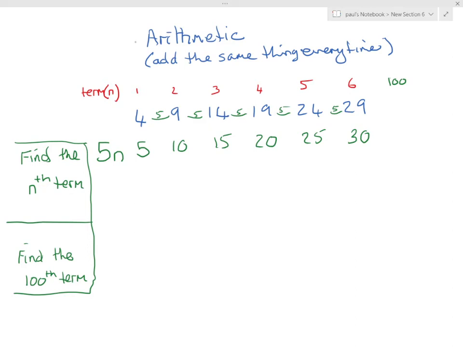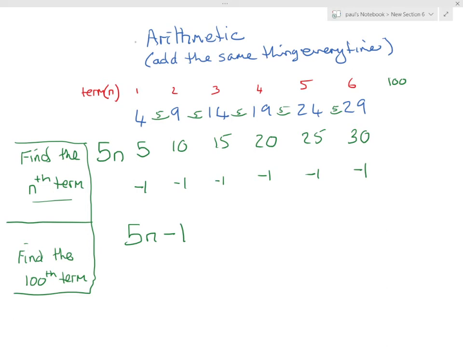So 4 minus 5 is minus 1. 9 minus 10 is minus 1, and you'll find that they all come out to be minus 1. Now, we put the two together, so we go 5n minus 1 is our nth term expression, and this is how we find any number.